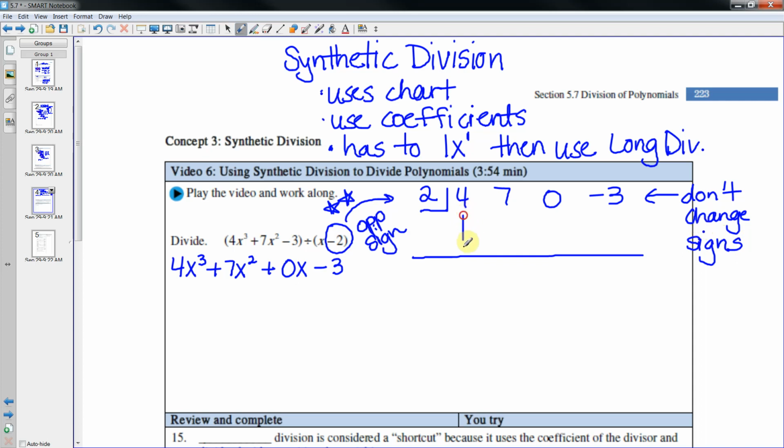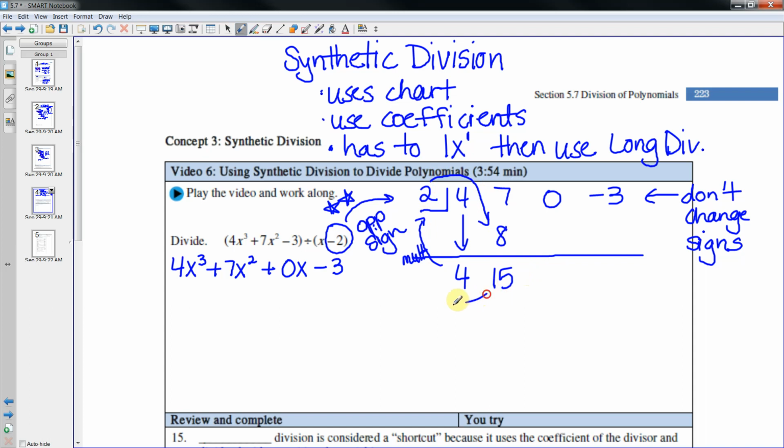The first step is to bring down that first number, 4. Okay, in this case it's a 4. Then we are going to multiply. 4 times 2 is 8. The 8 goes under the next number. Add straight down. 7 plus 8 is 15.